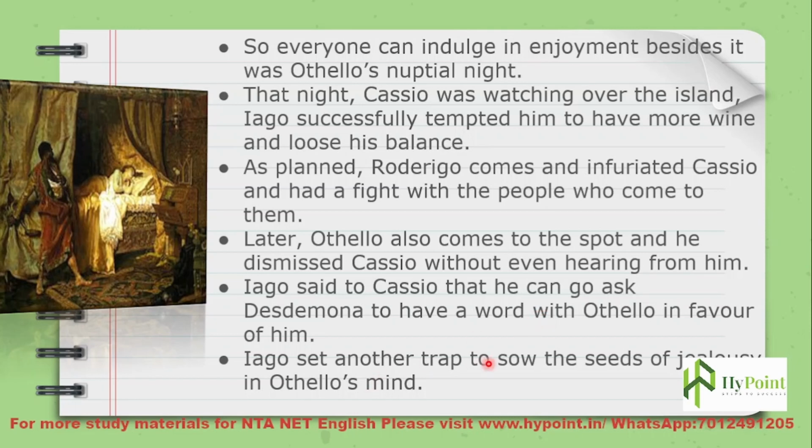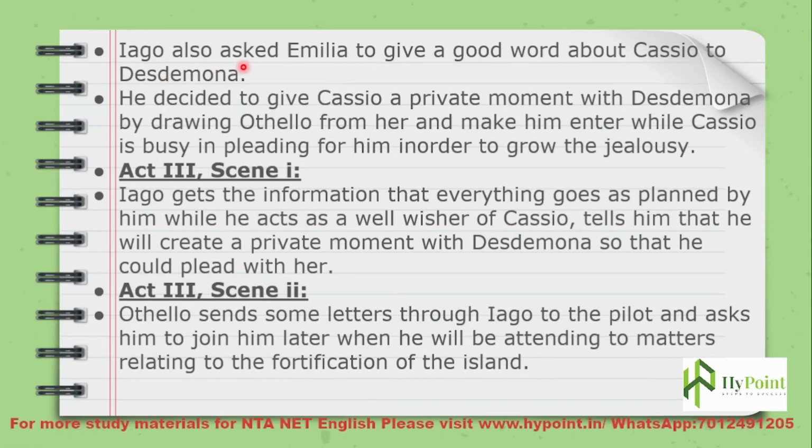Iago set another trap to sow the seeds of jealousy in Othello's mind. Here we can see Iago also asked Emilia to give a good word about Cassio to Desdemona. So Iago is the one actually creating everything in favor of himself. He creates situations with other people and drags the suitable ones into that trap and makes everything go according to him. So Iago also asked Emilia, when you casually talk to Desdemona, you have to give a good word about Cassio to Desdemona.